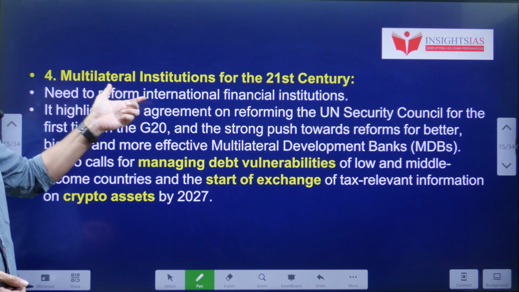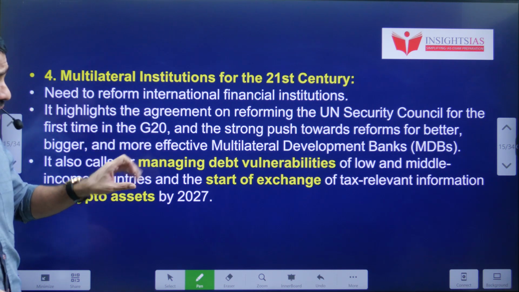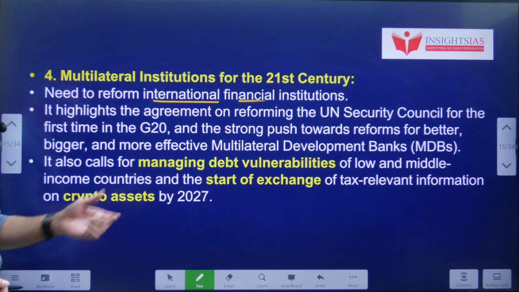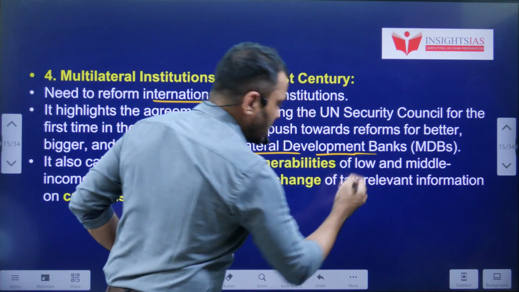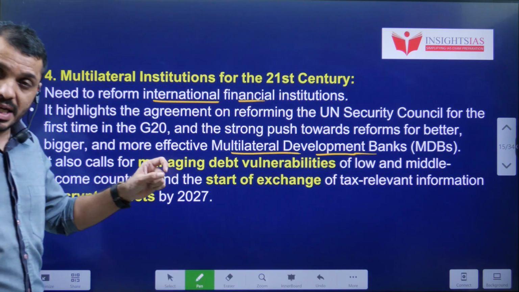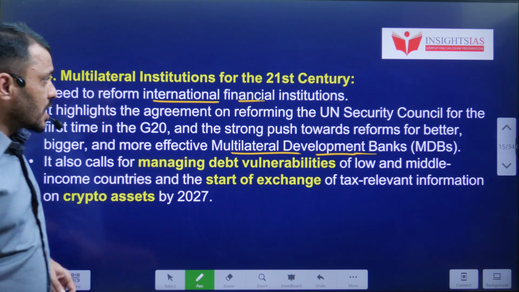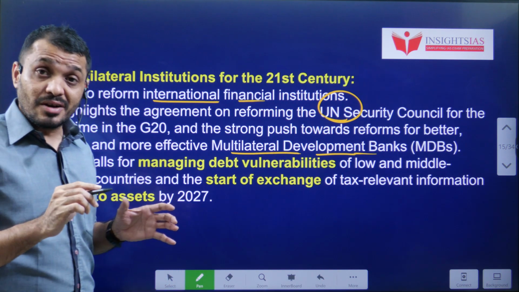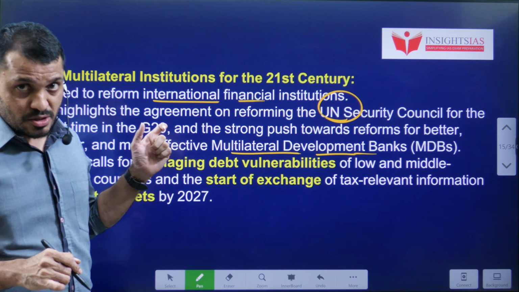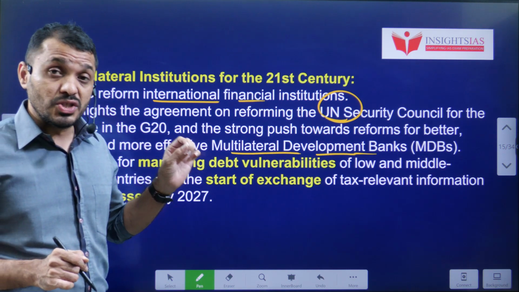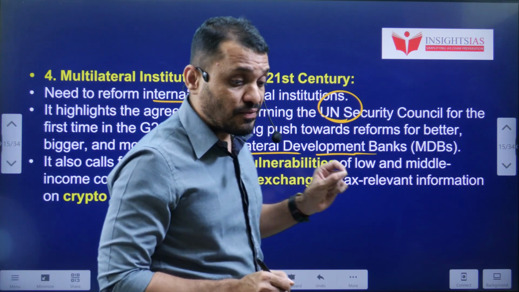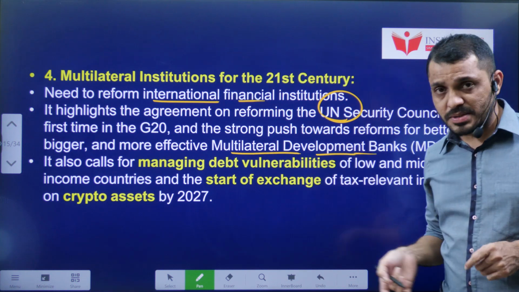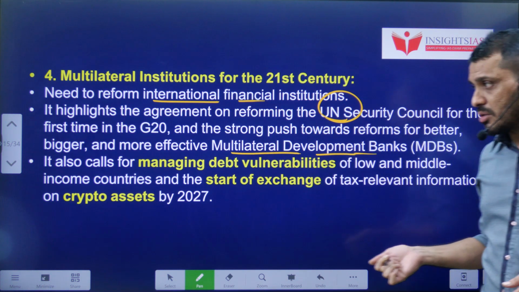Next, fourth one, multilateral institutions for the 21st century. Like I said earlier, G20 mainly focused on the reform of international financial institutions, mainly multilateral development banks. Not only that, G20 nations even advocated for reforms in the UN Security Council. This was the first time G20 acknowledged that reforms are required in the UN Security Council. Previously, G20 never officially admitted the need for it.